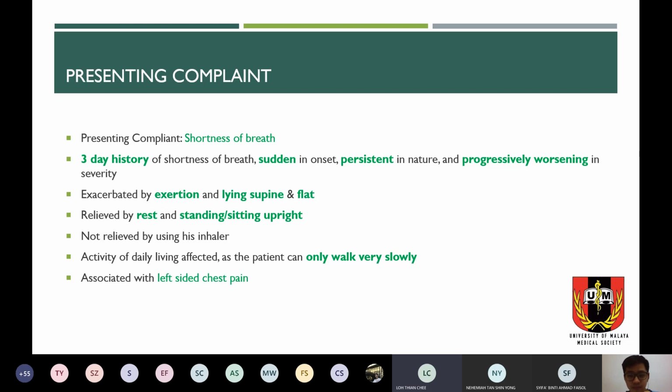Okay, so now we've got more information. His shortness of breath has been there for 3 days, but it was sudden onset. Okay, it wasn't gradual. So at this point, I would think of something quite sudden, like PE, pneumothorax, or cardiac causes, like MI or arrhythmia. Okay? Right? And then it's persistent, progressively worsening. So whatever is going on is probably worsening. Okay, exacerbated by exertion and lying supine and flat. So that's orthopnea and exertional dyspnea.